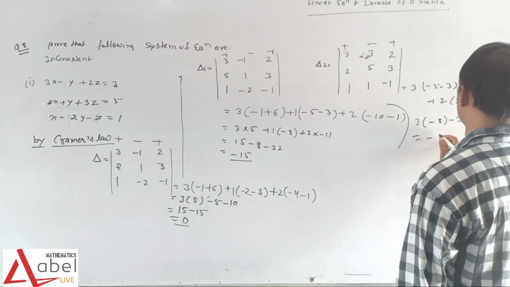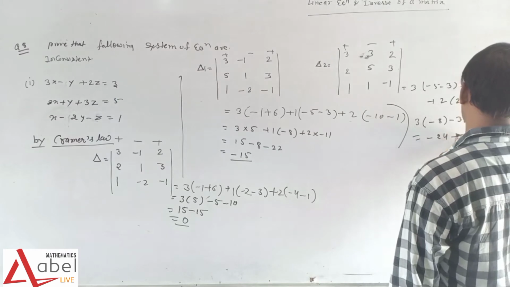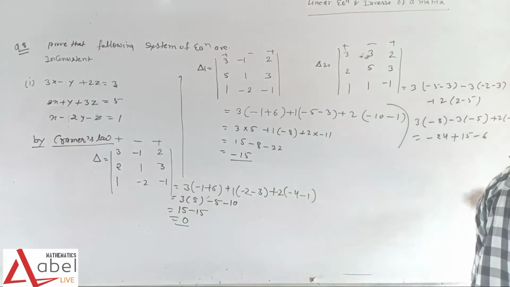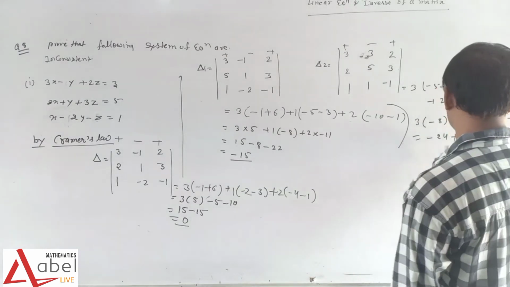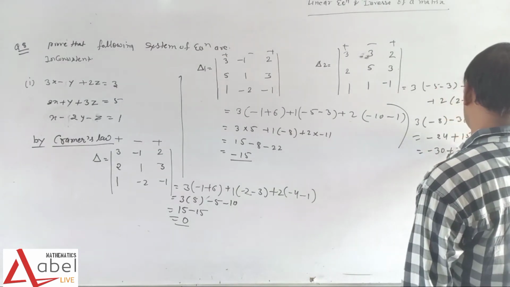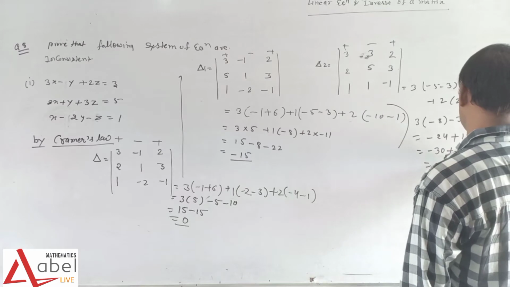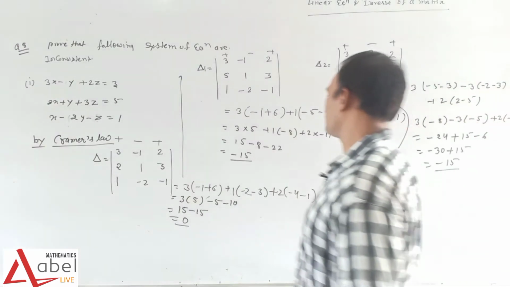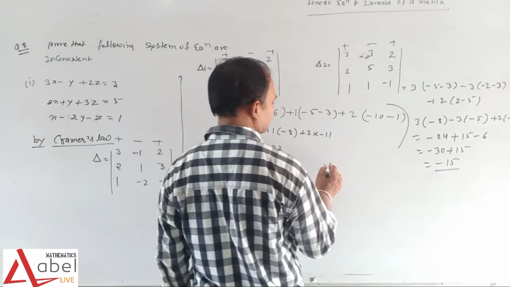So we can say that it is minus 24, 15, and minus 6. So it is minus 24 minus 6, which is minus 30, plus 15, so we can say that it is minus 15. Okay students, this is minus 15. We have successfully found the value of delta 1 and delta 2. Now we are going to solve delta 3.